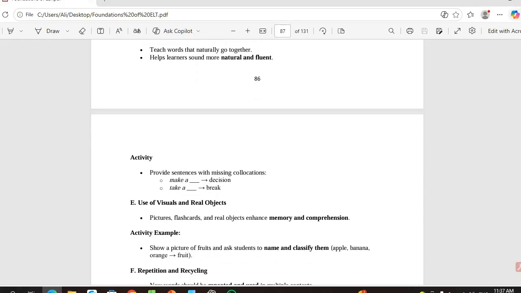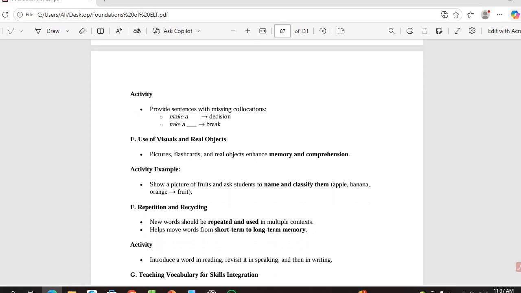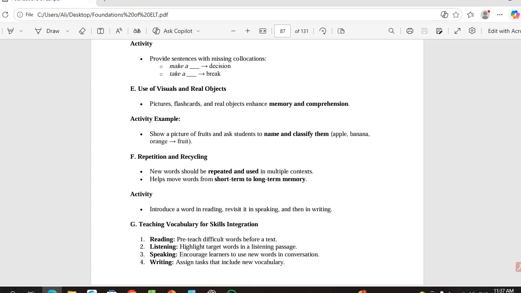Number E, use of visual and real objects. If you want to teach apple, you bring a real apple. If you want to teach, for example, car, you can bring a picture of a real car. Okay. Number F, repetition and recycling. Repetition and recycling is one of the techniques that we use to teach vocabulary. New words should be repeated and used in multiple contexts. Helps move words from short-term to long-term memory.